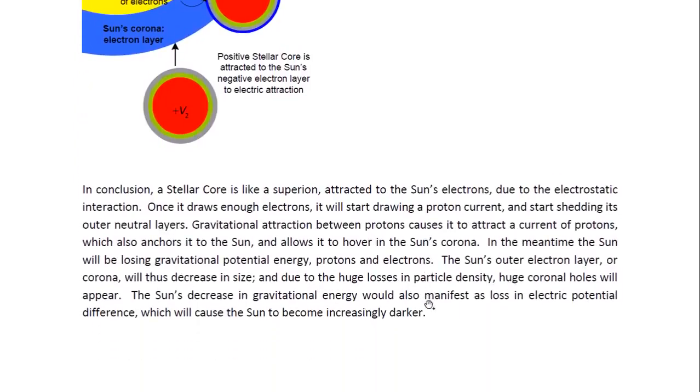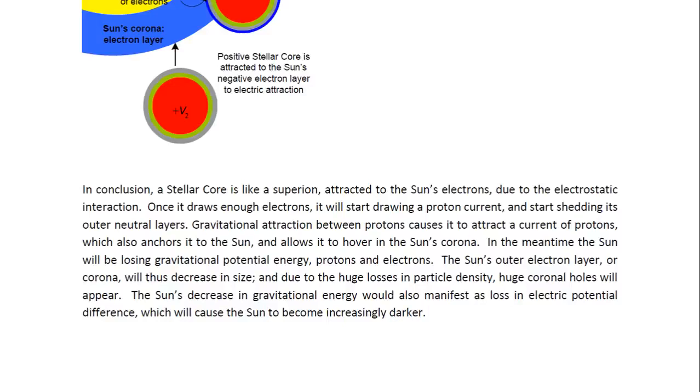So in conclusion, a stellar core is like a super ion attracted to the sun's electrons due to the electrostatic interaction. Once it draws enough electrons, it will start drawing a proton current and start shedding its outer neutral layers. Gravitational attraction between protons causes it to attract a current of protons, which also anchors it to the sun and allows it to hover in the sun's corona.